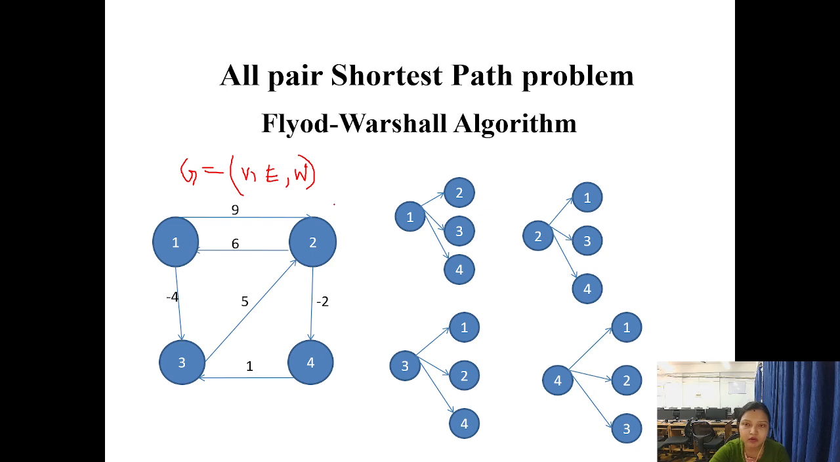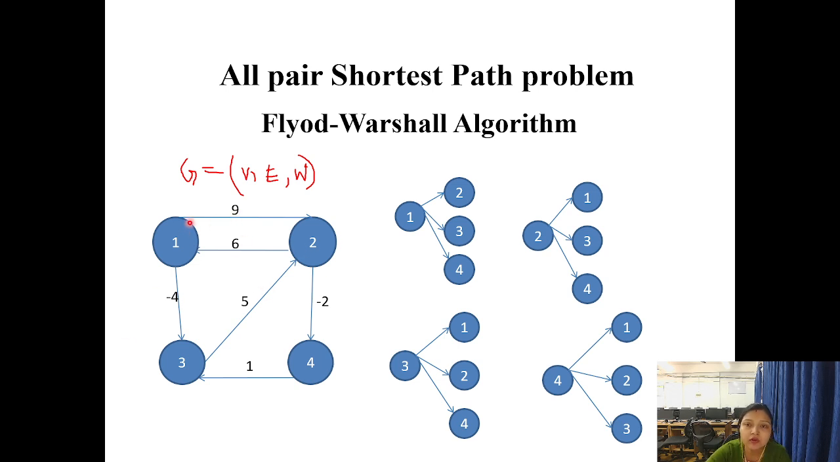So what is the all pair shortest path algorithm about? It is to find the shortest distance between every pair of vertices of a graph. For example, suppose this is the graph. This particular graph contains 4 vertices or nodes: 1, 2, 3, 4. The circles are the nodes, and the arrows are the paths or edges of the graph. The values 9, 6, 5, 1, minus 2, minus 4 are all edge weights of the graph.